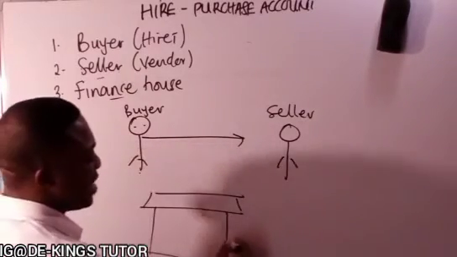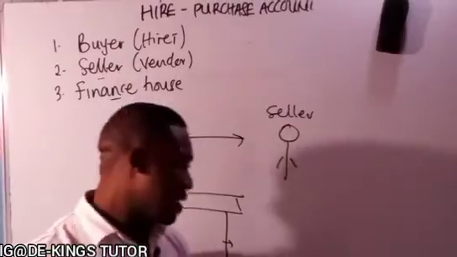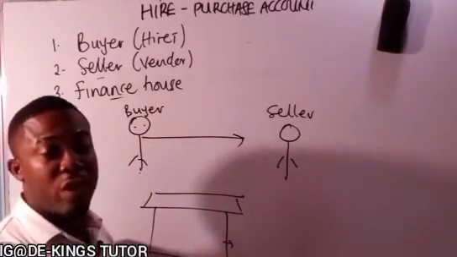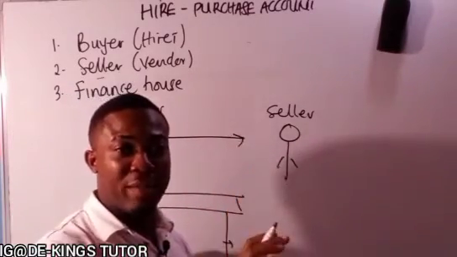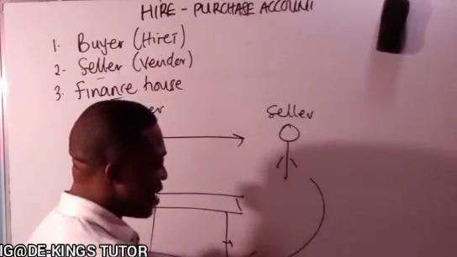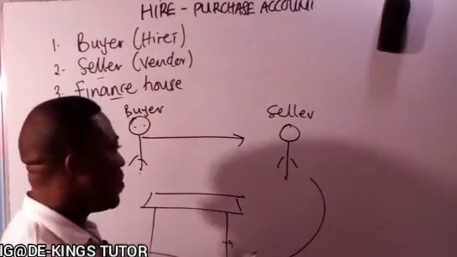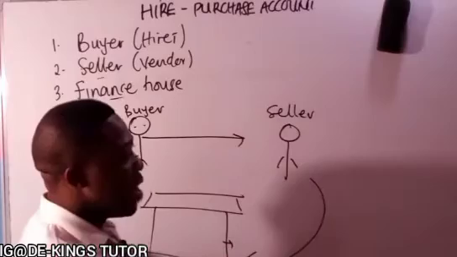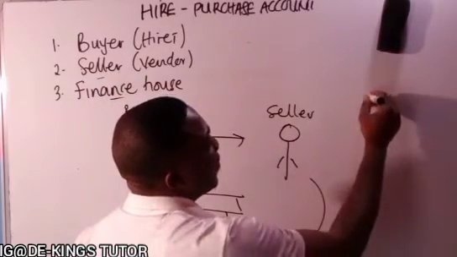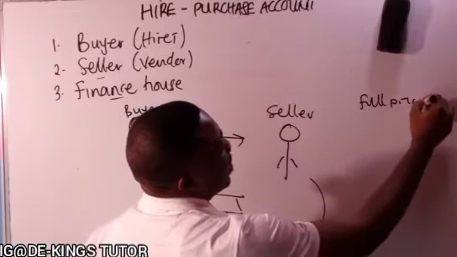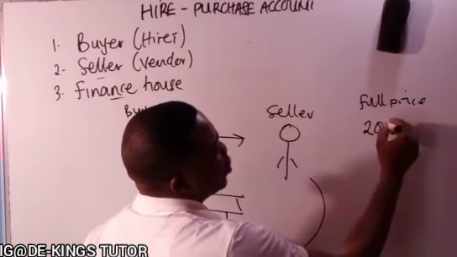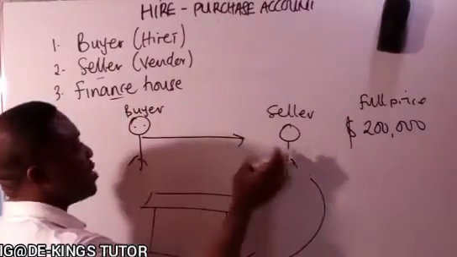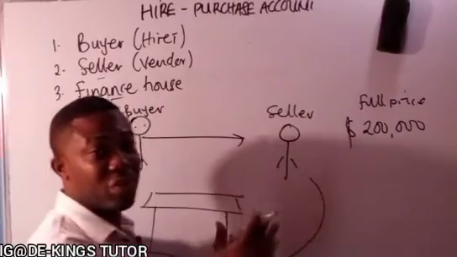Now, the finance house stands as an intermediary, like we said before, supposing the seller does not have to wait until the last payment of the installment. He will have to meet the finance house to get funds from them. Now let me give an illustration. For instance, if the buyer approaches the seller that he wants to get the asset, and let's say the full price of that asset is, let's say, $200,000. Okay, and he approaches the seller and he doesn't have this amount.